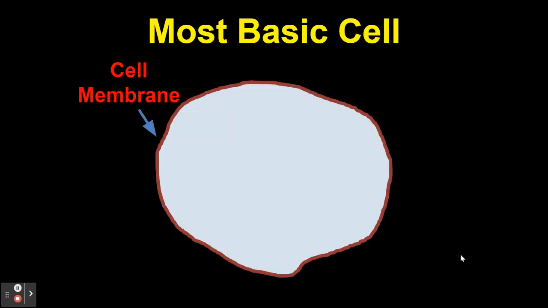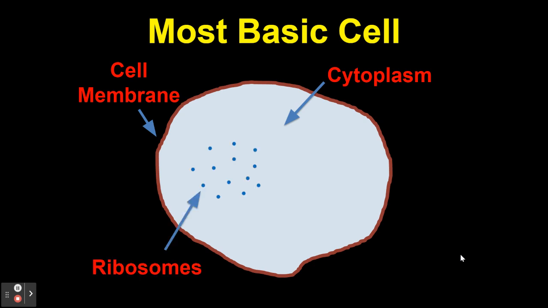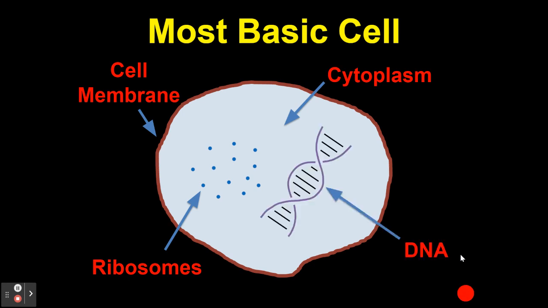Now, if we try to build the most basic cell, so this is kind of like the basic foundation of a living thing, we have to have a cell membrane. So that's holding everything in. We got to have cytoplasm on the inside of that cell. That's that fluid. Got to have ribosomes in order to build the proteins, the enzymes that it needs. And we got to have some DNA that codes for the proteins so that the ribosomes can put them together.